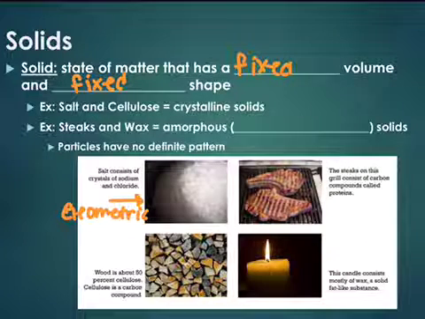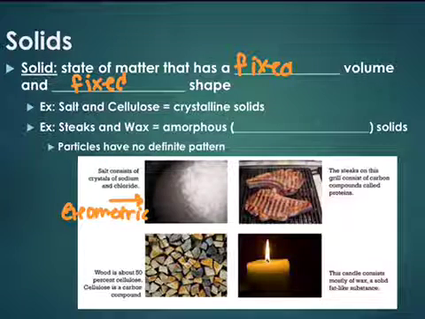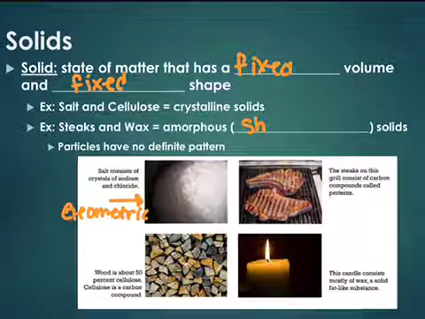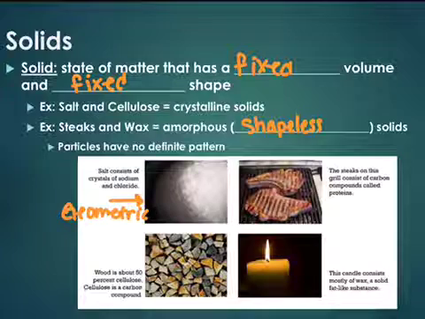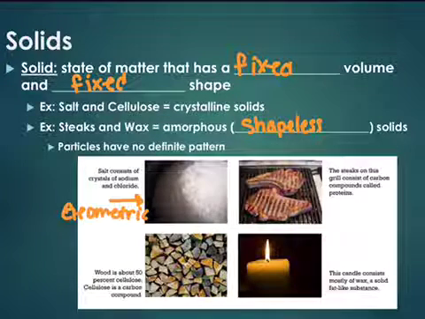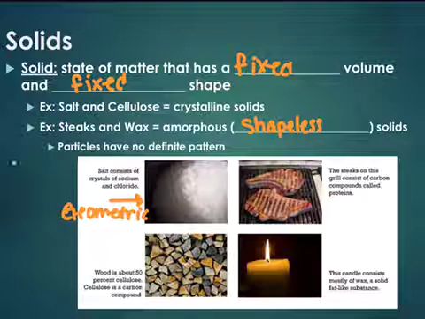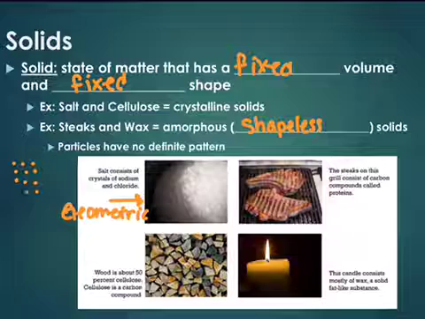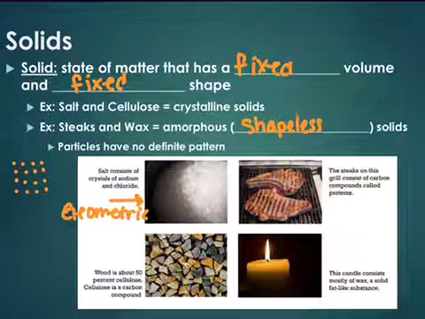And then steaks and wax are what we call amorphous solids, or shapes, and this is basically shapeless. There is no set shape for either of these, and the particles have no definite pattern. In a crystalline structure, the particles are going to have a very definite pattern, and you're going to be able to predict where the next atom or molecule will go.